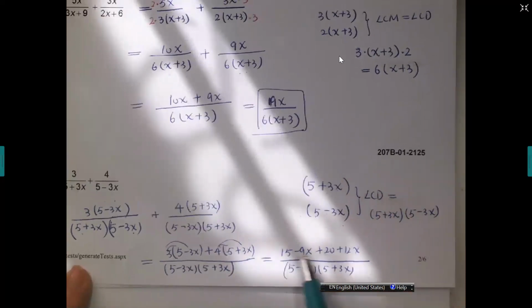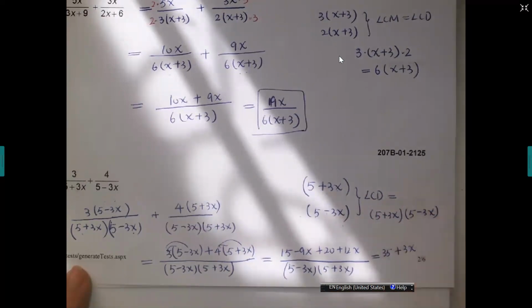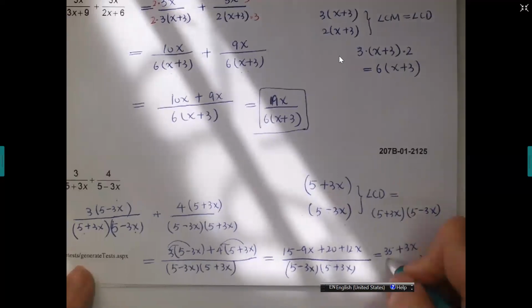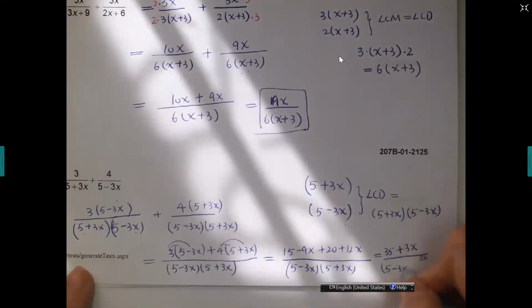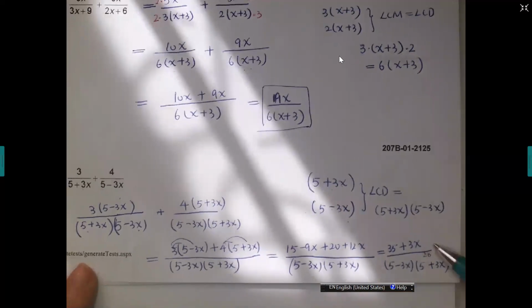Then combine like terms, 15 plus 20, that is 35. And the negative 9x plus 12x will get 3x. 12 minus 9, that's 3. Over what? Over parentheses, 5 minus 3x times 5 plus 3x. Okay, let's see. Will this be the final answer? Can we do anything more to simplify this? The answer is no, because the numerator 35 plus 3x is not factorable, and apparently there is nothing in common. So that will be the final answer.